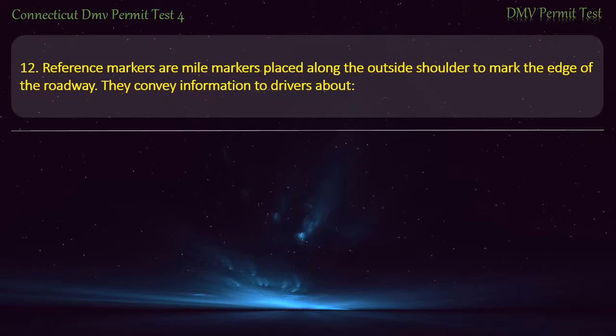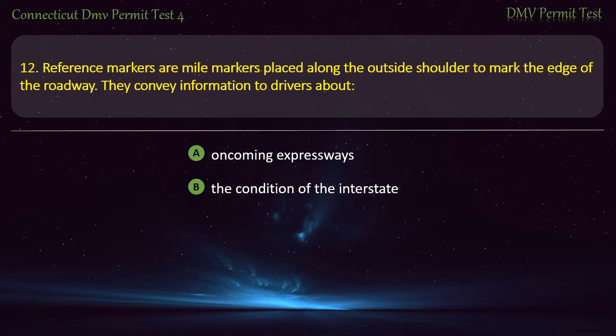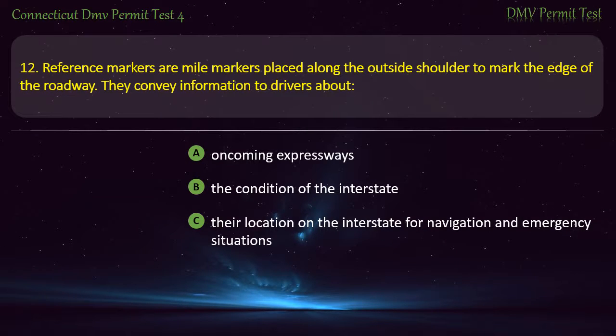Question 12. Reference markers are mile markers placed along the outside shoulder to mark the edge of the roadway. They convey information to drivers about: oncoming expressways; the condition of the interstate; their location on the interstate for navigation and emergency situations; the posted speed limits on the road. Answer. Their location on the interstate for navigation and emergency situations.